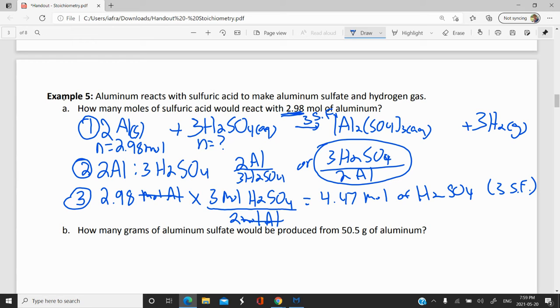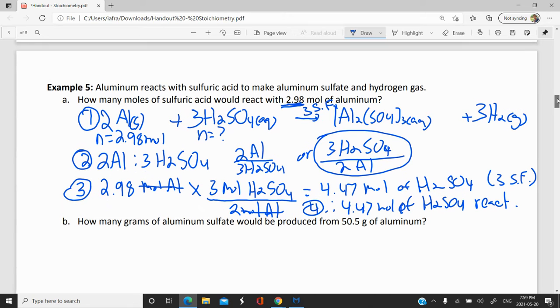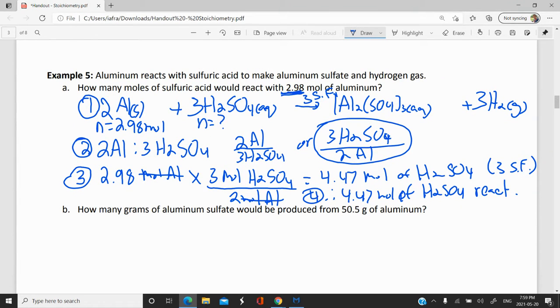And we can put a therefore statement next. So step 4, therefore 4.47 moles of H2SO4 react, or would react. Again, we followed our sig figs, 3 sig figs over here. And even though we're making this theoretical, let's just assume we measured that value, and so we're going to follow sig fig rules. So 4.47, and it works out. Remember, we don't count the coefficients because those are exact numbers.